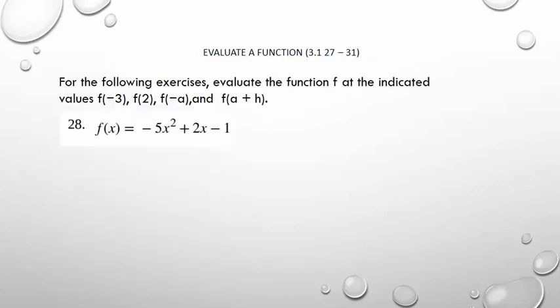Okay, next up we had evaluating functions. So if we have a function that we can write in function notation, f of x in this case is negative 5x squared plus 2x minus 1, is the one I picked. We can evaluate it at numbers as well as small algebraic expressions. We can plug in other functions, other variables.